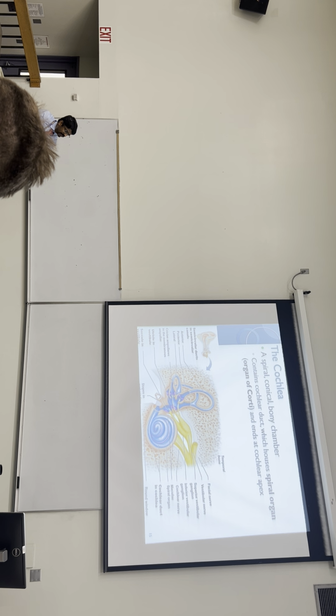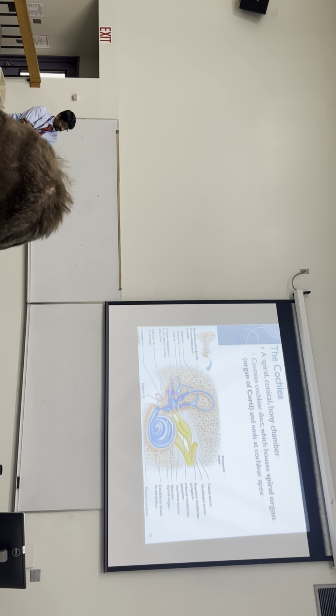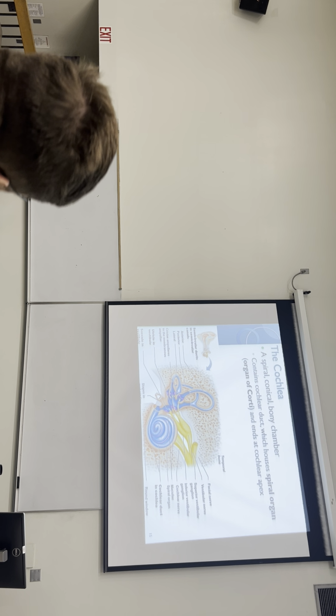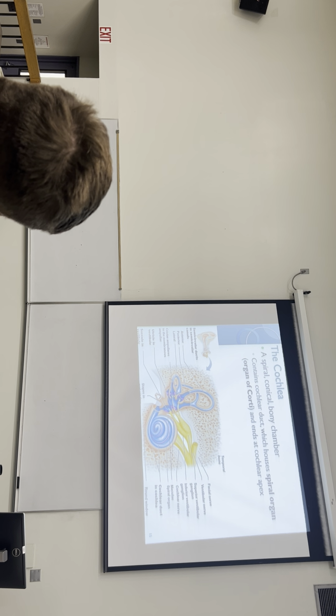This is a good diagram. You can see the neurons that will form our nerves. So this is coming from the cochlea. These are coming from the vestibule. What's the cranial nerve that takes the information for both sense of hearing and equilibrium?